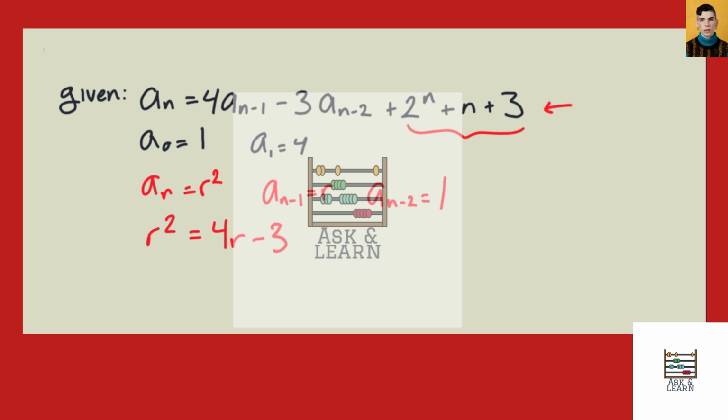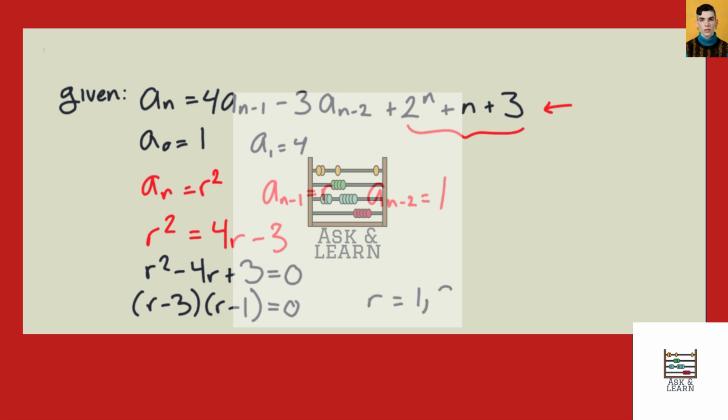Okay, so we can solve this, right? We can rewrite it so that we get r squared minus 4r plus 3 is equal to 0. Then we just need to factor. When we factor this left-hand side, we get (r minus 3) times (r minus 1) being equal to 0. And so our roots then are going to be 1 and 3.